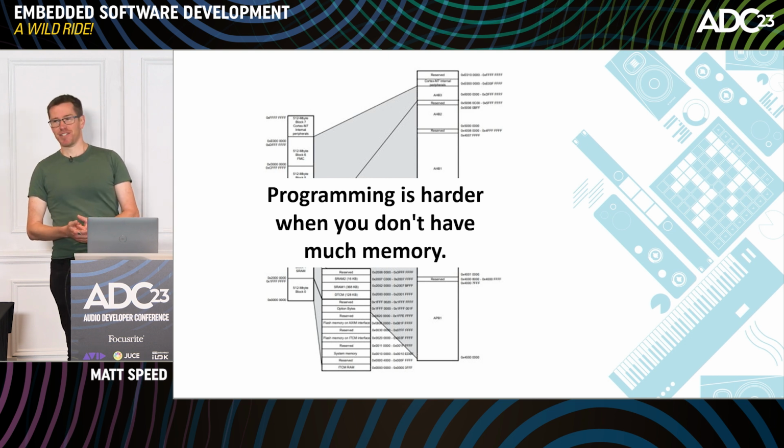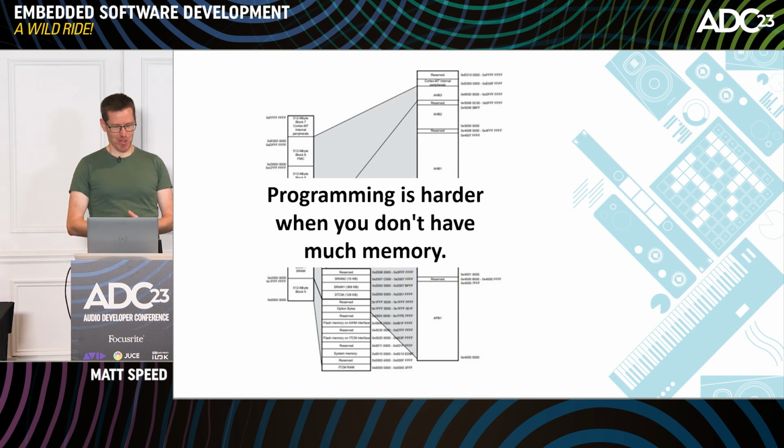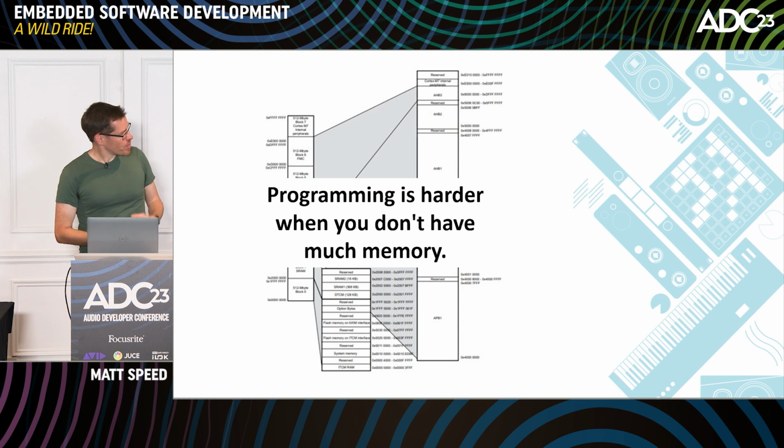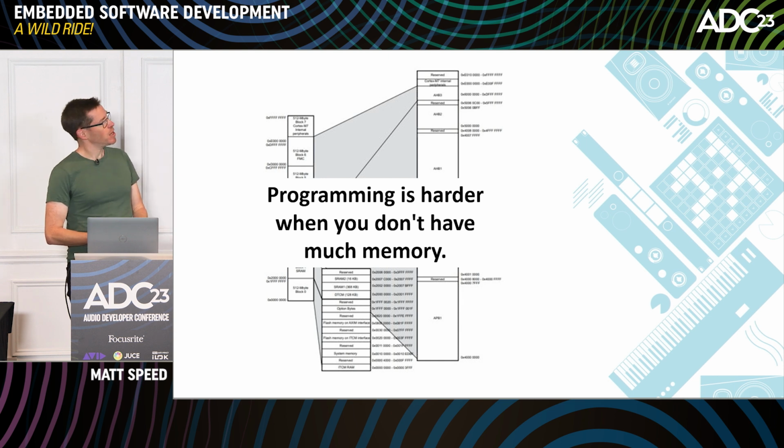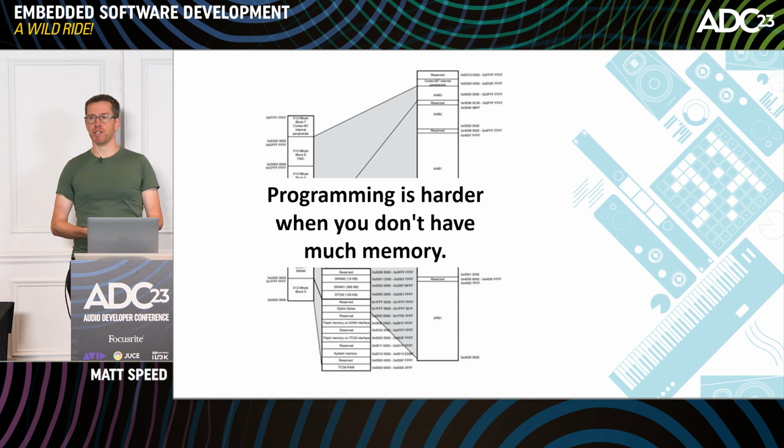Now, programming is harder, I assure you, when you don't have much memory. This on screen is a memory map, and that's for an STM32 microcontroller. The memory map becomes very, very important. This shows you all the different areas of physical memory available to you on the chip and what they're used for. So some of that will be used for configuration or setting registers. Some of it will be areas of RAM you can access.